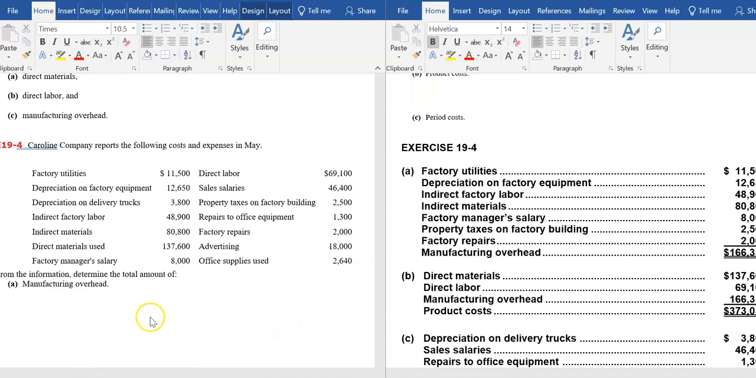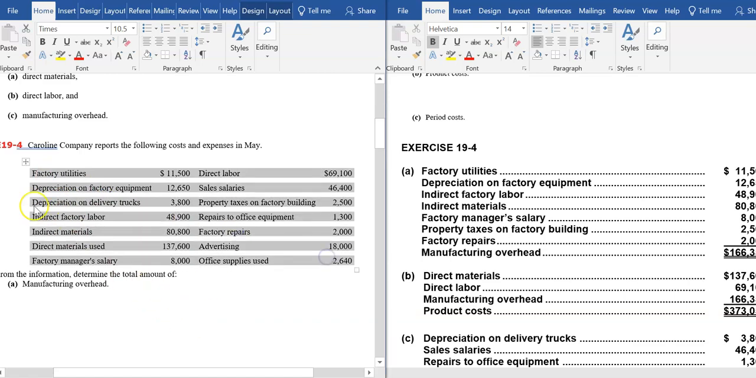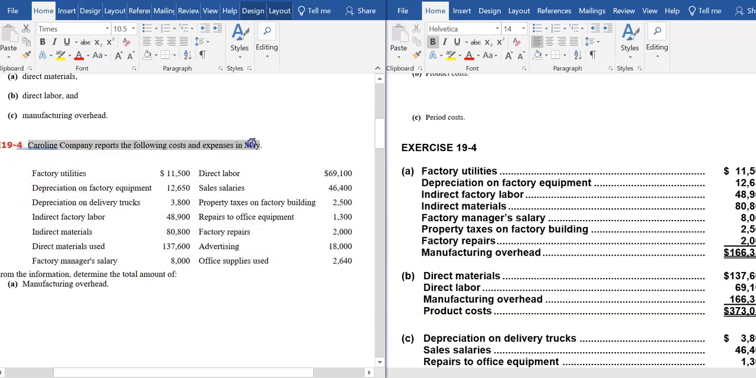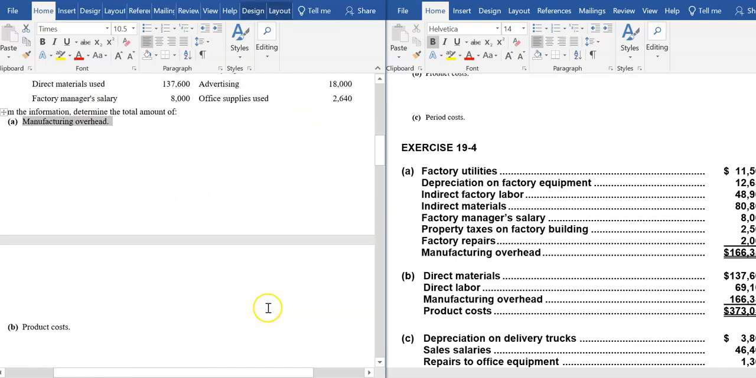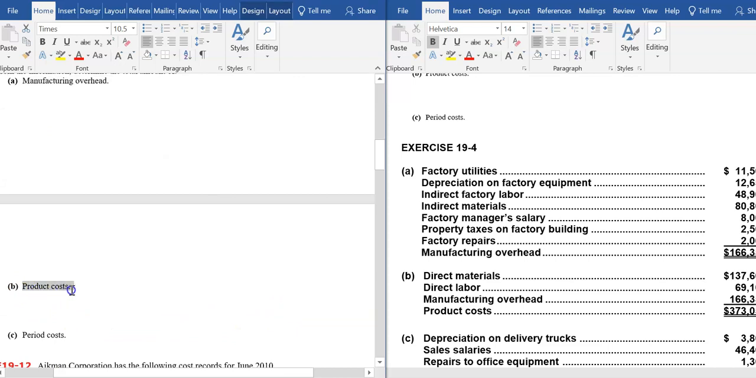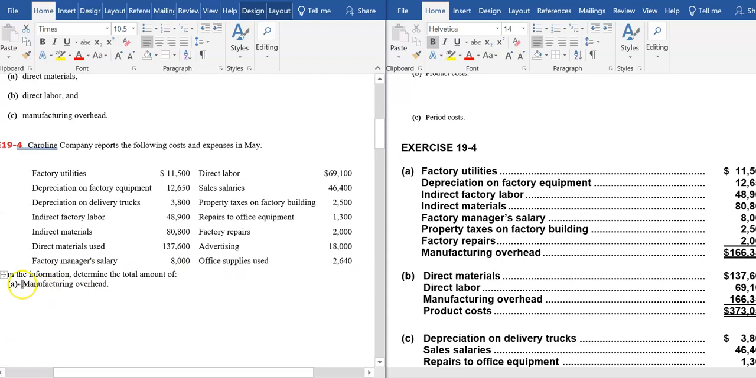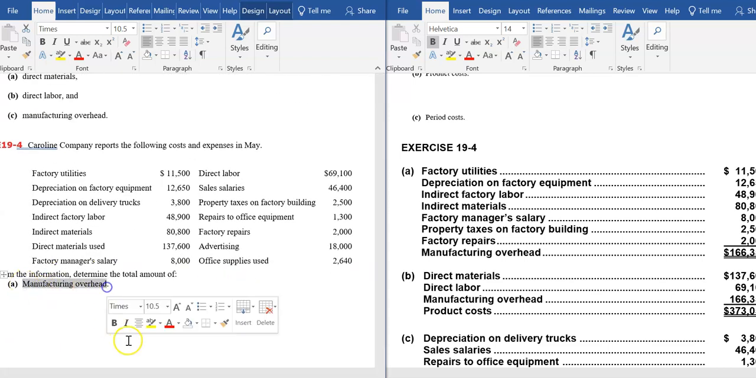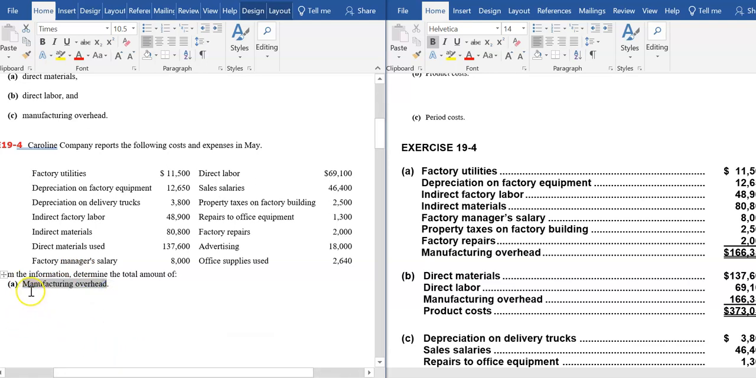All right, the next problem we're going to work on is going to have us looking at a list of costs and expenses incurred by the Caroline Company for the month of May. And from this information, we are first going to identify what the total amount of manufacturing overhead is. And then we are going to identify total product costs and total period costs. So we are first going to start by identifying out of all of these costs which are indirect costs. Remember, manufacturing overhead are all the indirect costs of making a product. So we want to look for product costs that are not direct. They are indirect.